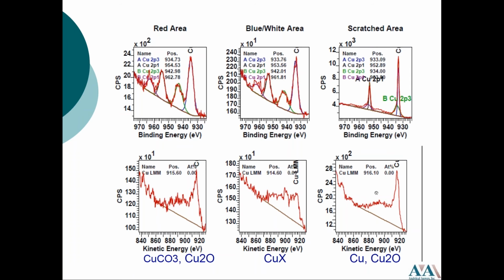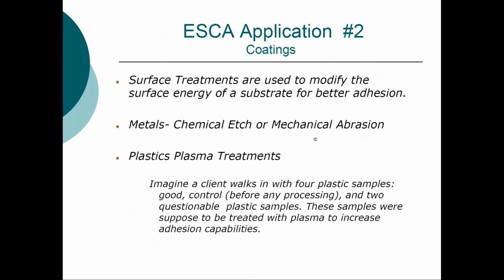Our next scenario is an example of a client walking in with four plastic samples, and they're trying to distinguish what's the difference between their adhesion properties. They have a good sample that adheres very well, a control sample that hasn't gone through any processing to provide a baseline, and two questionable samples that adhere but not as well as the good sample. And so ESCA is an ideal technique for this because with an X-ray source, we don't have to worry about the samples being non-conductive. So let's take a look at the spectra.